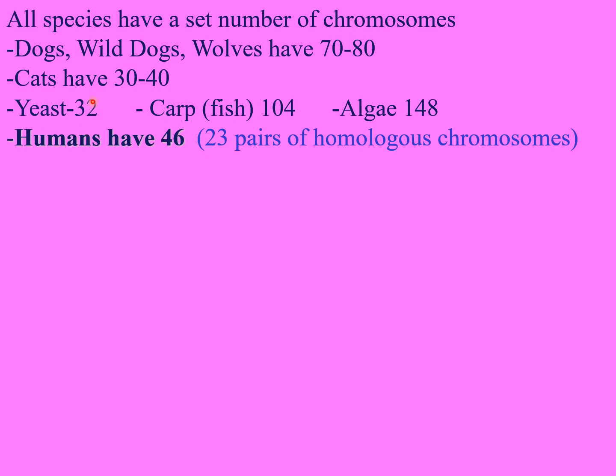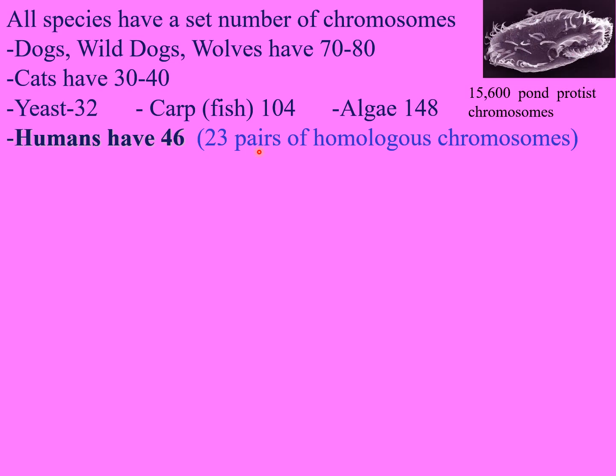Even yeast cells that we use to make bread have 32 chromosomes. Carp, a type of fish, has 144 chromosomes in its body cells. And algae, pond scum, has 148 chromosomes in its typical body cell. What I'm trying to point out here is that the number of chromosomes does not correlate to how complex an organism appears to be on the outside. For humans, the magic number is, of course, 46. Now, we usually talk about this in terms of 23 pairs of what we call homologous chromosomes. But again, the number of chromosomes does not relate to complexity.